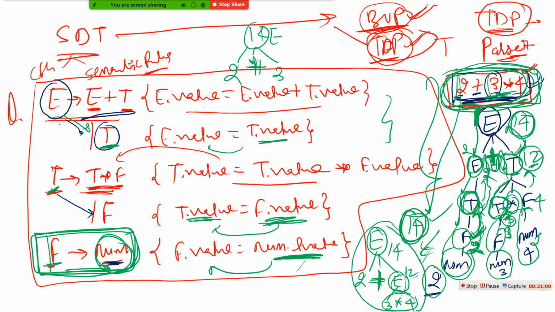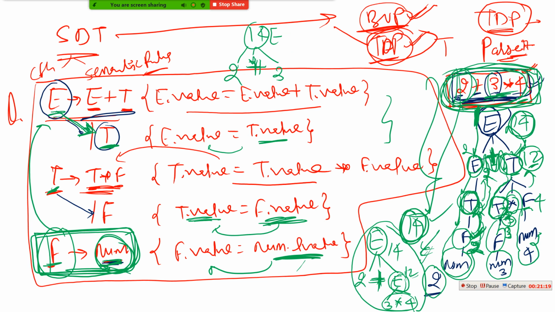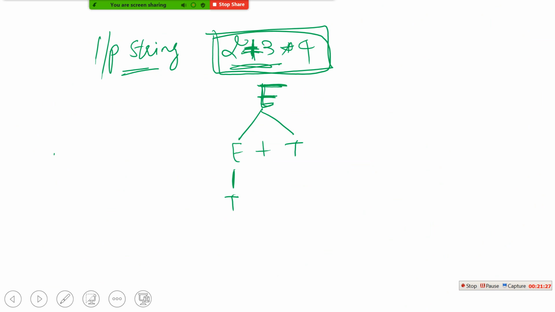So in order to give this 2, that is this num value, to this E, I need to make a transition from E to T. So I will transit E to T. I didn't get num value yet, because T doesn't have any num value. Only F consists of num value. So this T further generates F.